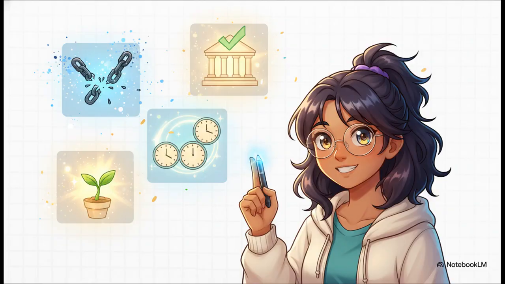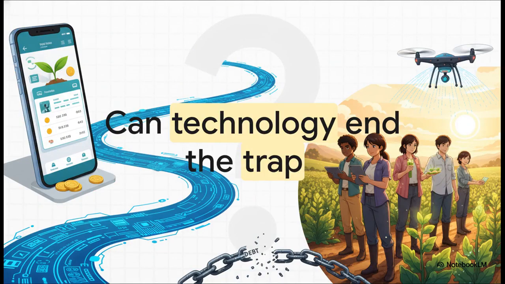And 5, the main policy solution to stop informal exploitation is expanding access to institutional credit, like NABARD and those regional rural banks. Before we completely wrap up this explainer, I want to leave you with a quick thought exercise to really push your understanding to the next level. Think about this critically when you're outlining your essays.